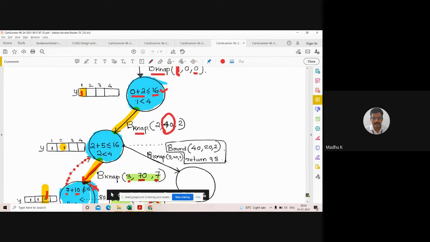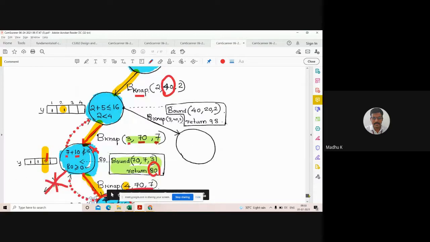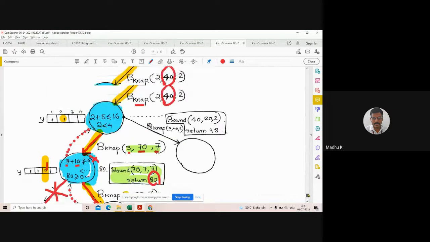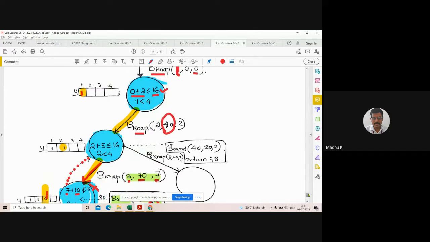From here I will try to explore another path. So I got a solution. To find another solution, I backtracked to this point, and from that point I will try to explore another path. If you explored another path using the same concept, then you may get another solution. Sometimes you may get another solution. As I told, the state space graph will be very large, so you can try yourself.